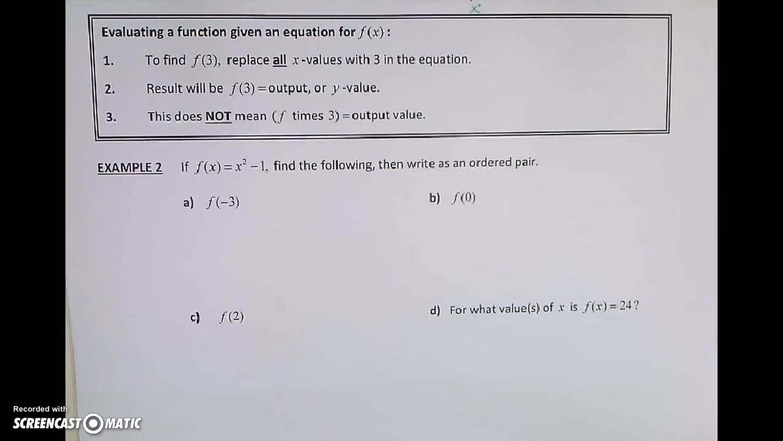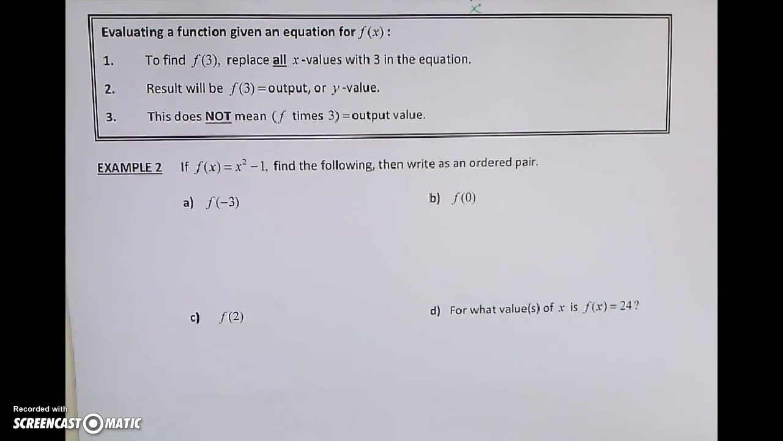All right, so in this next section, we're going to evaluate a function given an equation for our function rule. So what we're going to do to find, for example, f of 3, so my input is 3, I'm going to replace all of the x values, that makes sense because 3 is the input and the input is x, replace all the x values with 3 in the equation rule. The result will be f of 3 is going to be equal to the output, or the y value. Notice that this f parentheses 3 does not mean multiplication.